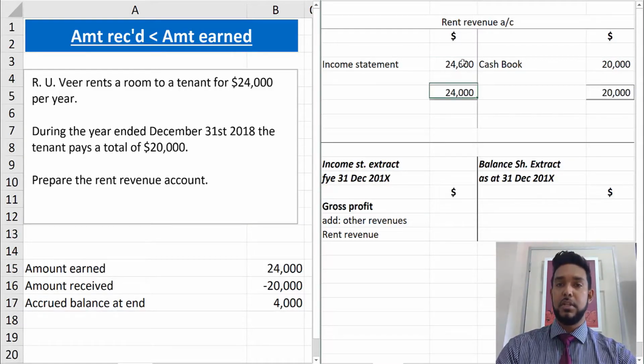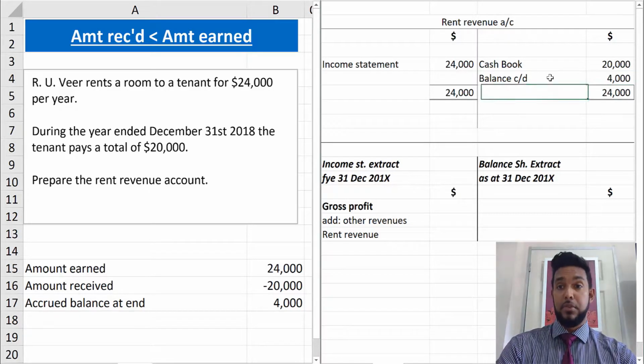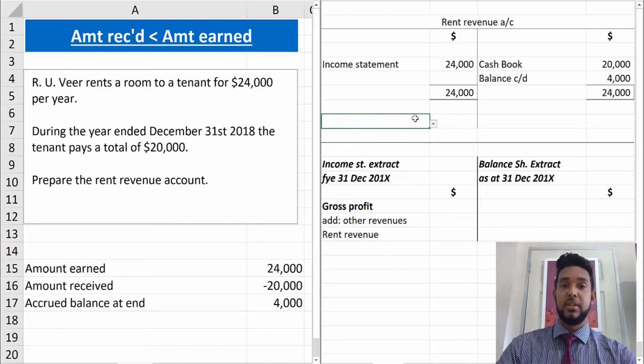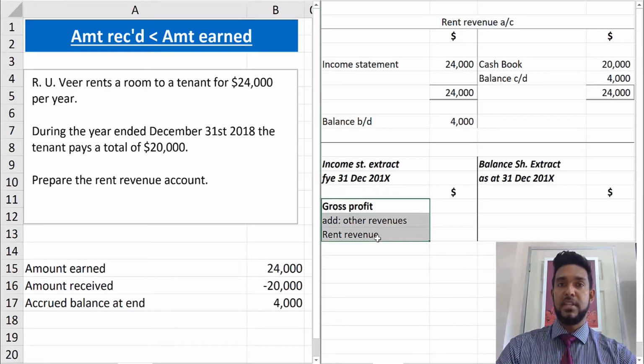All right, so the total on the debit side is $24,000. Credit side is 20, which means we need a balance to be carried on from this side. And how much do we need to add to 20,000 to make 24? 4,000. All right, so we bring the balance down on this side. Boom.